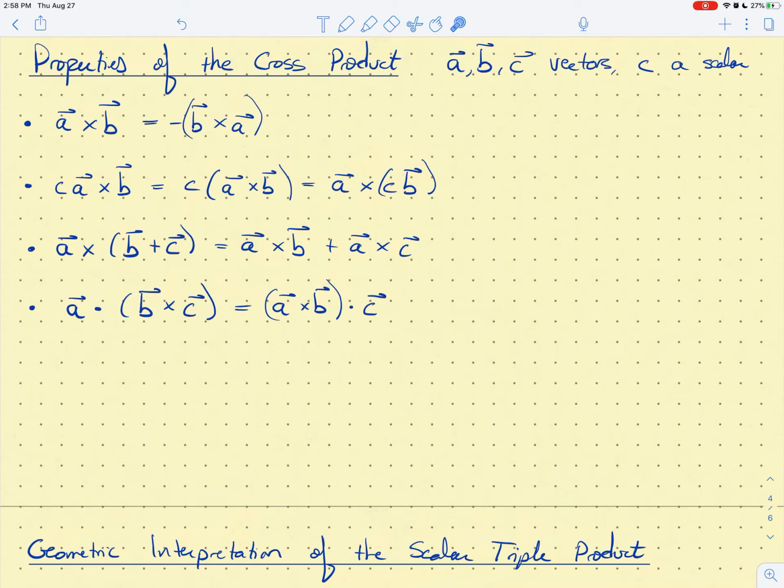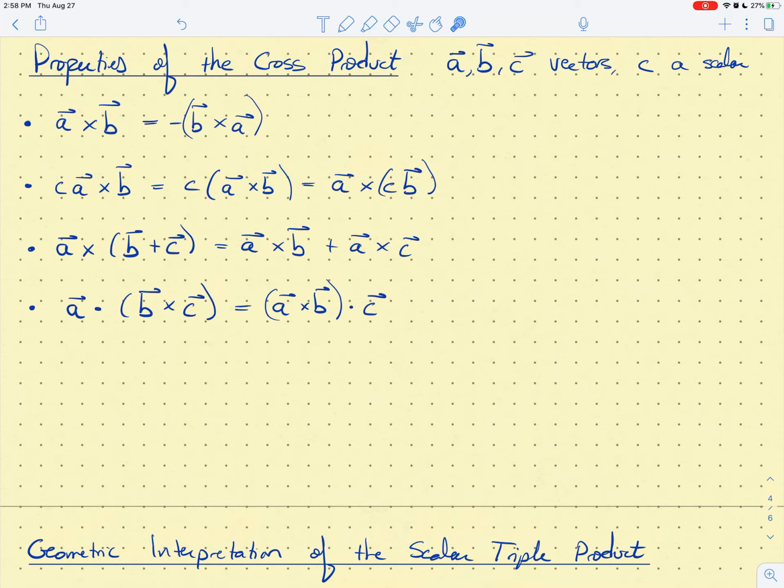All right, this should be the last video in this lecture. I want to quickly go over some basic properties of the cross product. If I have three vectors, A, B, and C, and C is a scalar, first off, we've already seen that A cross B is negative B cross A.